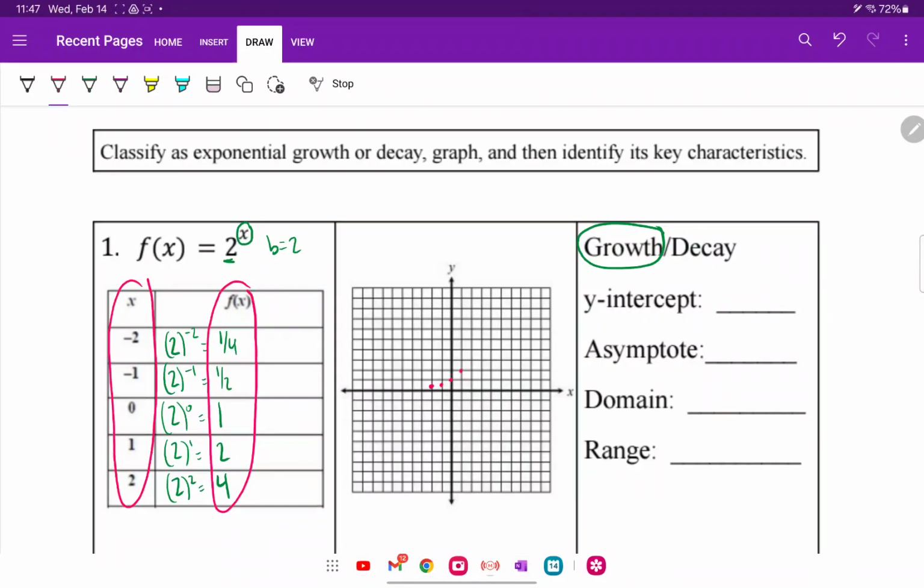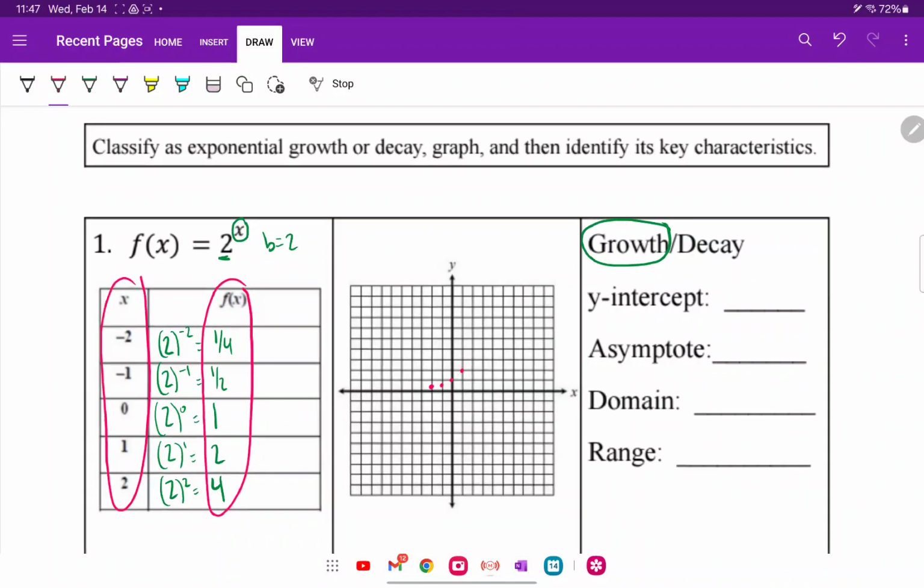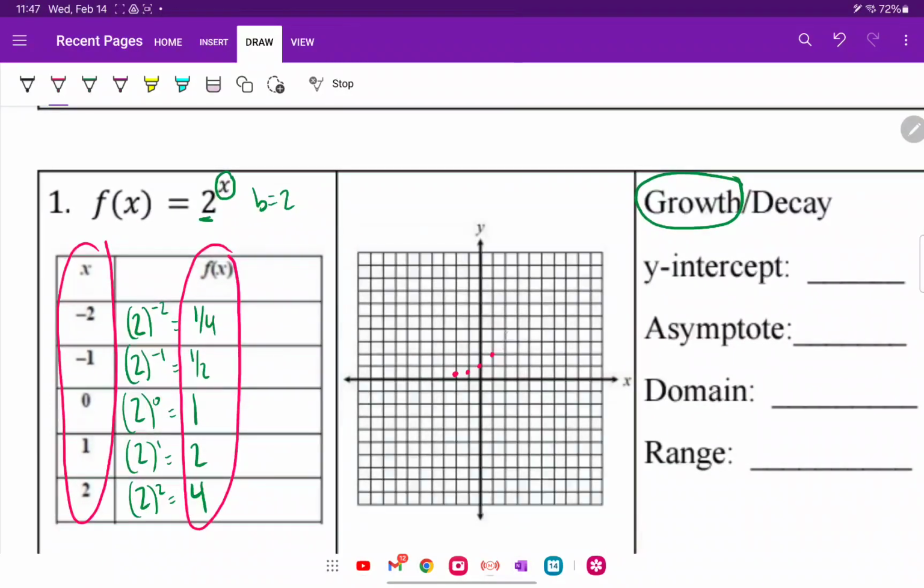1, 2. Let's see, 2, 4. And now I can connect my dots to make my graph. And recall that we talked about the asymptote being y equals 0. And so we just make our left side of our graph close to the asymptote without crossing or touching.